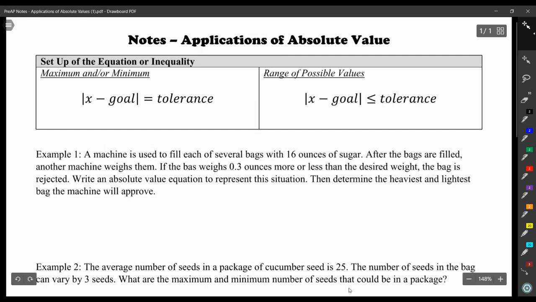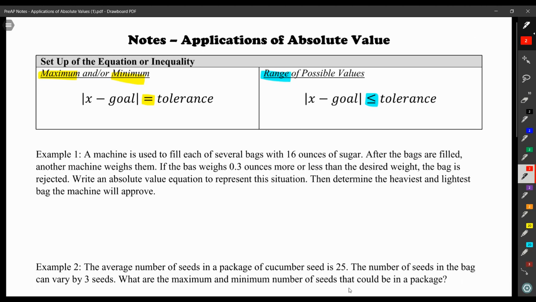Applications of absolute value. There are two basic setups for this. When you're looking for the maximum or the minimum, you're going to use an equal sign. When you are looking for a range of possible values, not just the end values but all the ones in the middle too, you're going to use a less than or equal to. And it is always less than or equal to. It's never a greater than, and it's never just a less than.